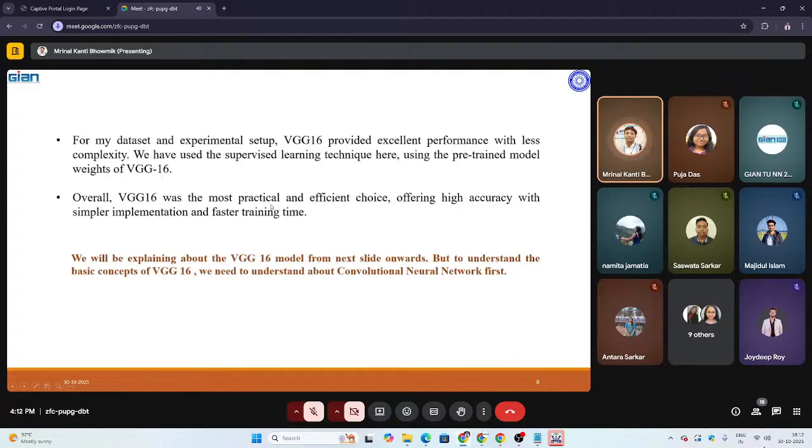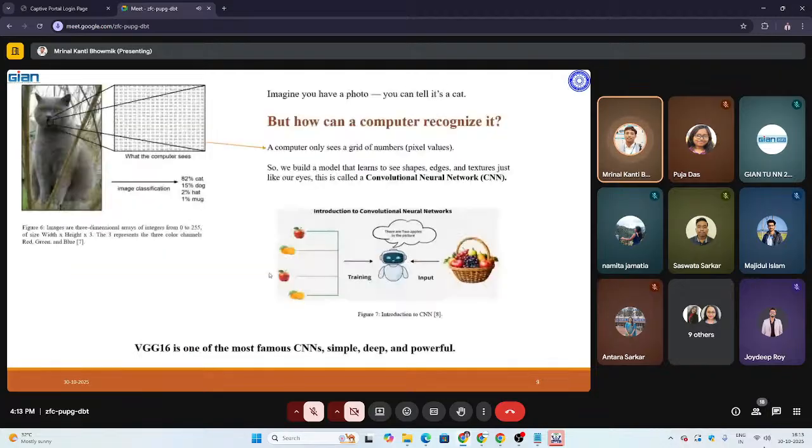Overall, VGG16 was the most practical and efficient choice, offering high accuracy with simpler implementation and faster training time. So we'll be explaining the VGG16 model from the next slide onwards. But to understand the basic concepts of VGG16, we need to understand what a CNN is, that is, a convolutional neural network. I've given a few topics about that.